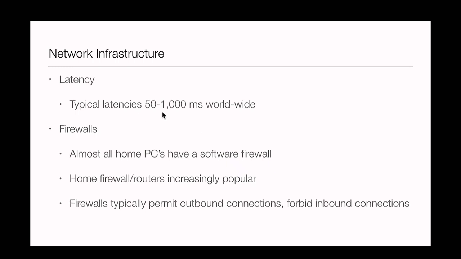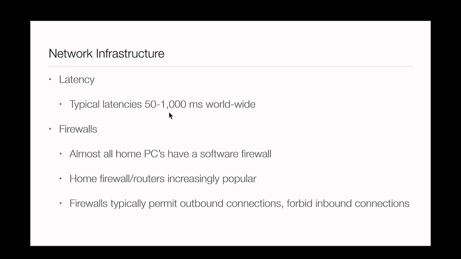Okay, so the problem with the internet is that, depending on the two endpoints of the communication, they might be very far apart geographically. And so even though information travels at the speed of light on these networks, there's still some delay required when you send and receive a message. The typical latencies that you will see over the internet range somewhere between 50 and 1,000 milliseconds, so somewhere around a second or less.